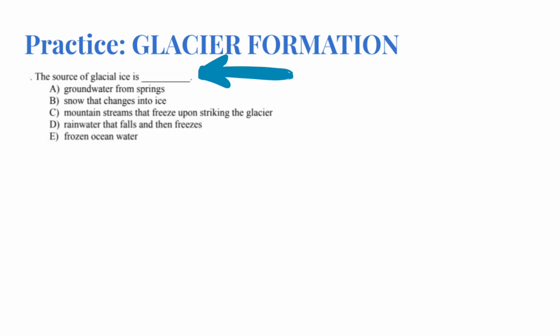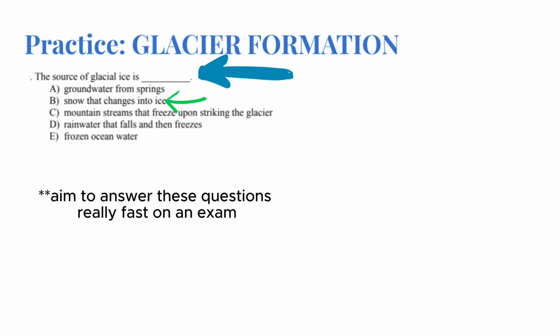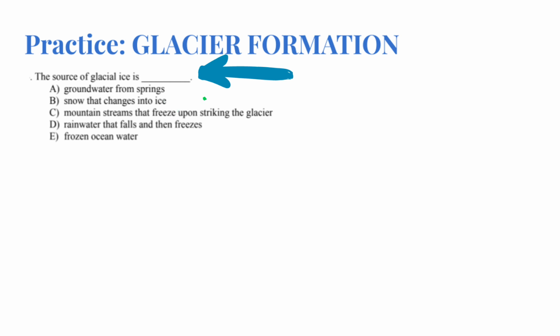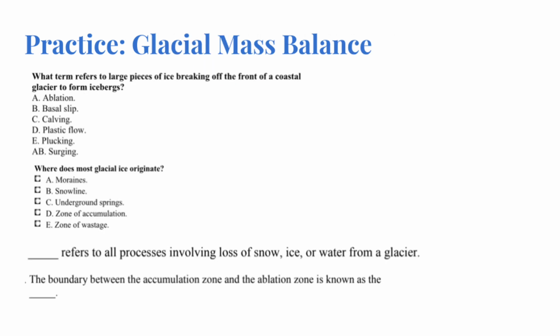The source of glacial ice is going to be B. It's because glacial ice, again, forms from snow into firn into glacial ice. This is just another definition question. So now let's look at some glacial mass balance questions. Okay, which term refers to large pieces of ice breaking off from the coastal glacier to form icebergs? This is going to be C, calving. So this is, again, a definition question. You don't need to know all the definitions of the answer choices to answer this.